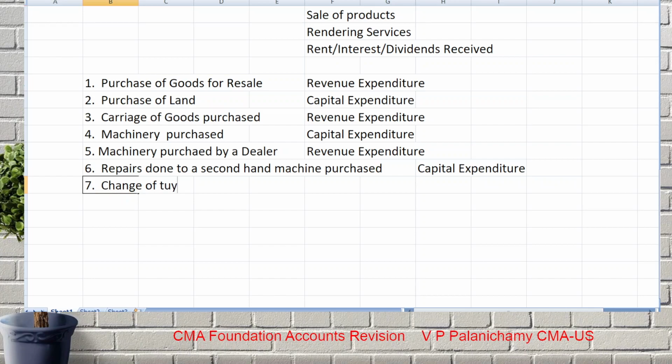Then change of tires, rings, pistons of an old car. This is not a purchased car. Already you are using the car. அதுக்கு repair இதெல்லாம் பண்றோம். என்னது இது? Revenue expenditure.